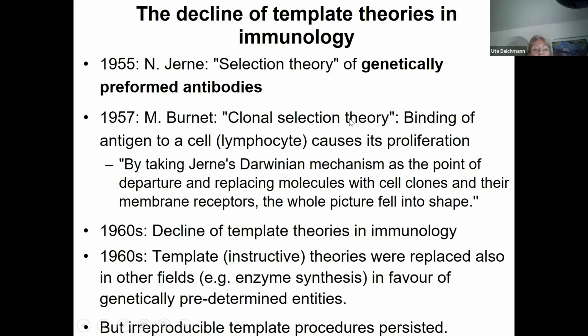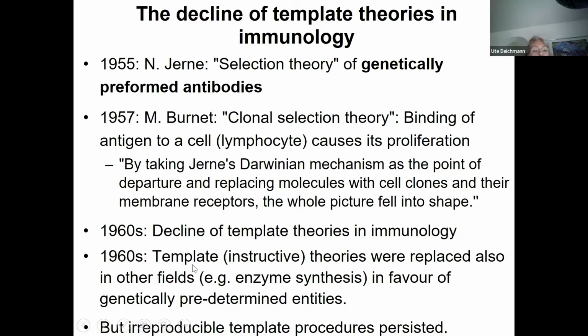And he said that by taking Jerne's Darwinian mechanism as the point of departure and replacing molecules with cell clones and their membrane receptors, the whole picture fell into shape. And it is somehow also clear that at least at that time, chemists would not think of Darwinian mechanisms in the body.